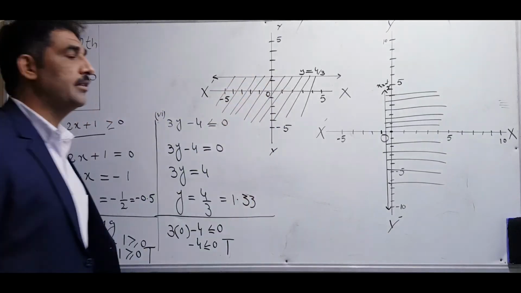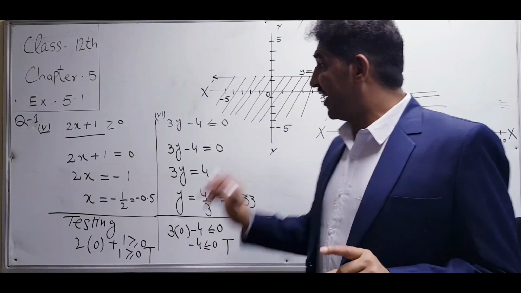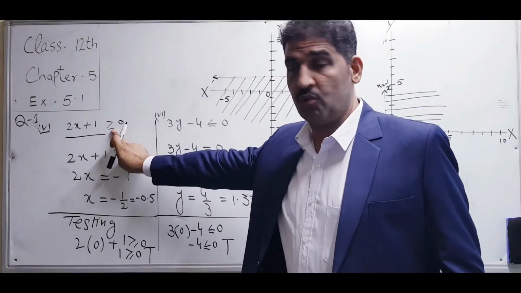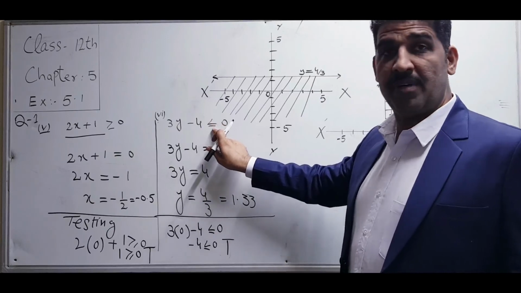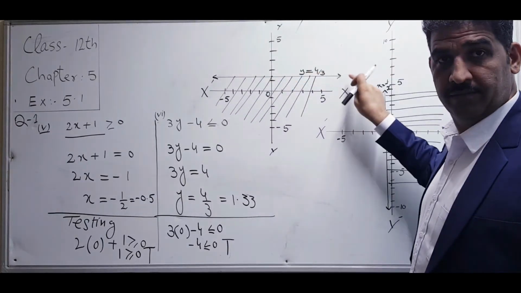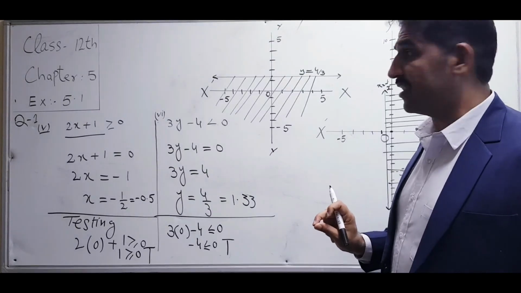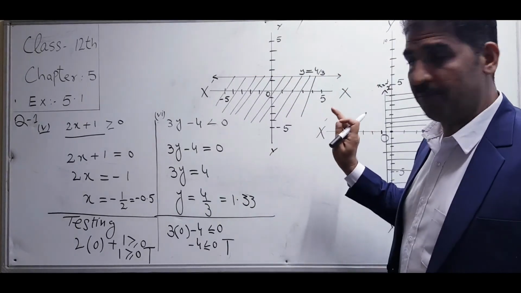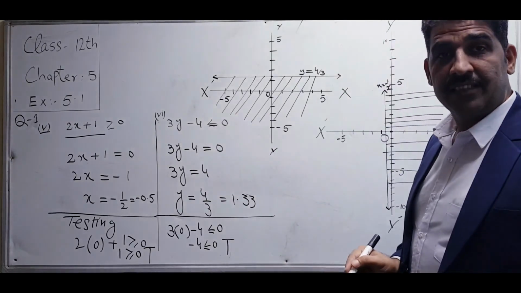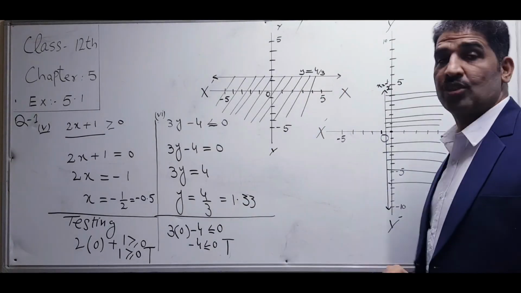That is our solution. But one thing I want to explain to you: here in both inequalities you can see that the sign of equality is given. If this equality sign is given, then the line will be a solid line. If this sign is not given, like only less than, then the line is a dotted line, because the line is not included. But in both questions the sign of equality is given, so we have to draw the solid line.